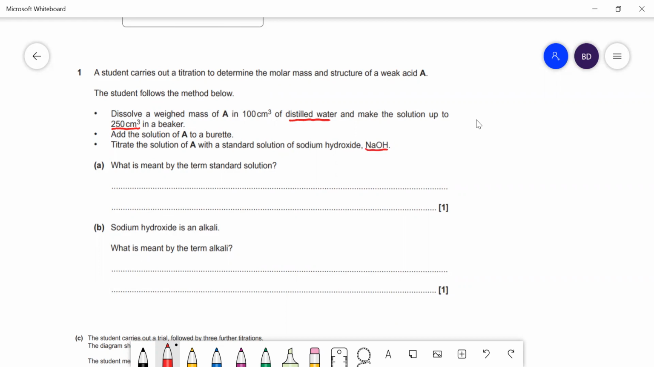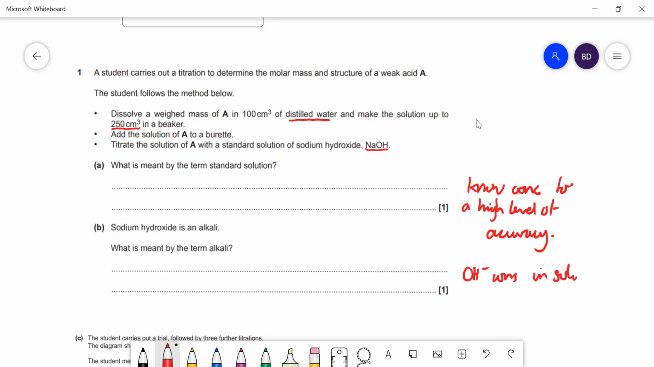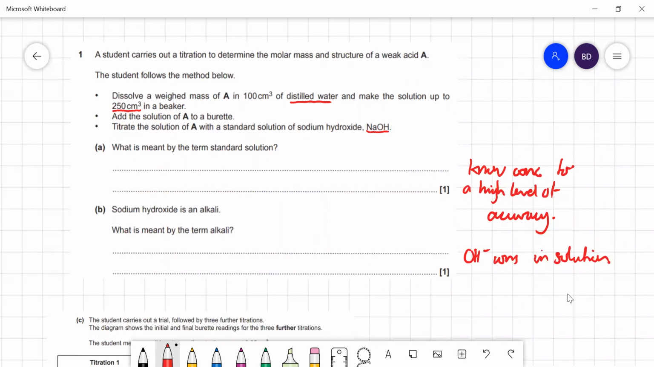What is meant by the term a standard solution? Well, that is just a solution that you know the concentration of to a high level of accuracy. And you usually use that solution in a titration. Sodium hydroxide is an alkali. What is meant by the term an alkali? Well, something that makes OH minus ions in solution. I'll probably say that's the best way of explaining that.